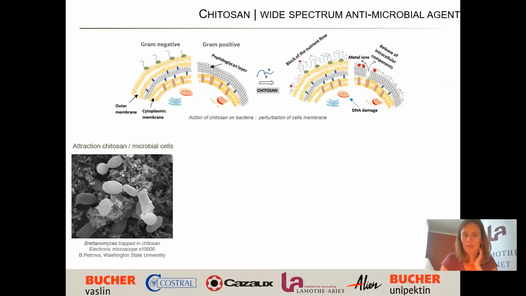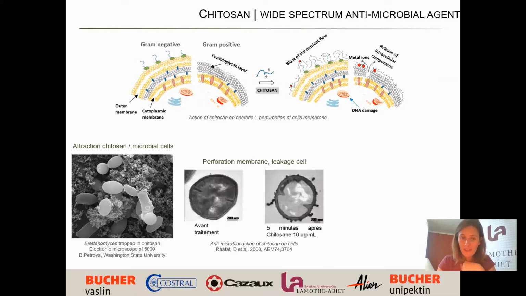If we look at Brettanomyces, here you have this spongy material that is chitosan, which is attracting Brettanomyces cells like a magnet. As you can see, they are stuck to it. Then if we look at the treatment here, a yeast cell before treatment and after treatment, 5 minutes after the addition of chitosan, you can see that the cell is already leaking, is already empty inside, and there are some pieces of the cell outside. So the cell is completely leaking.